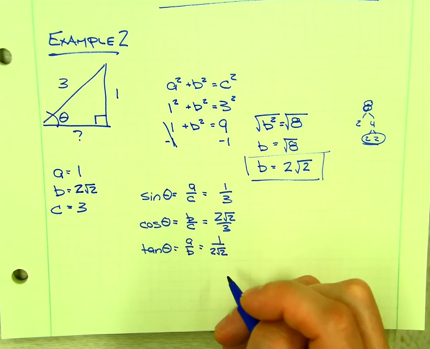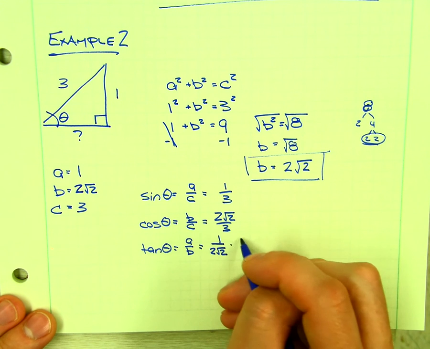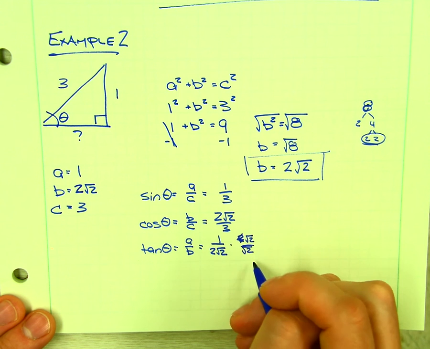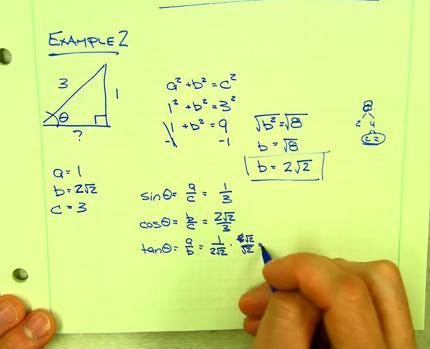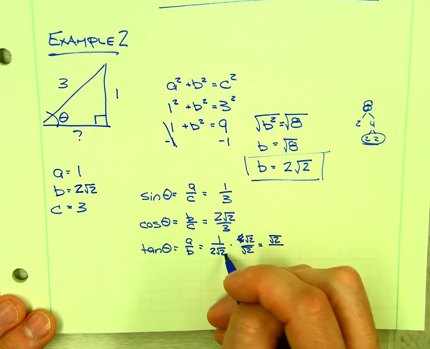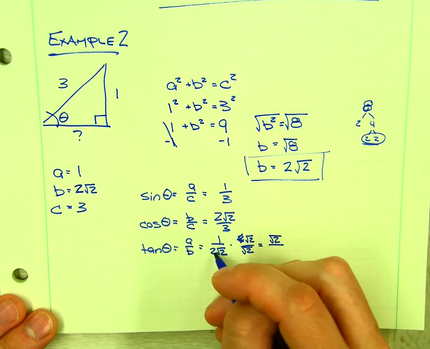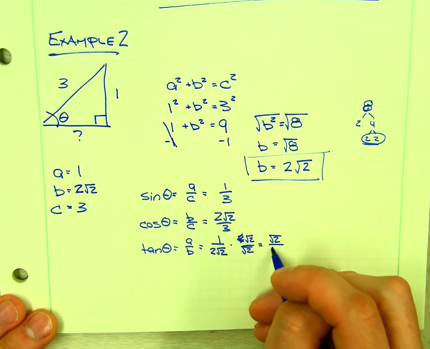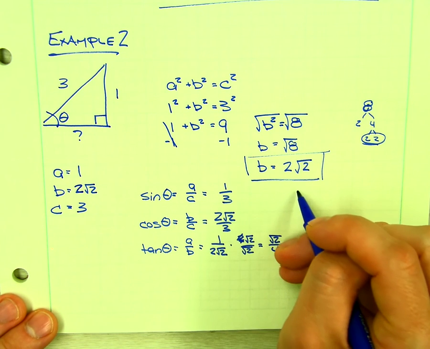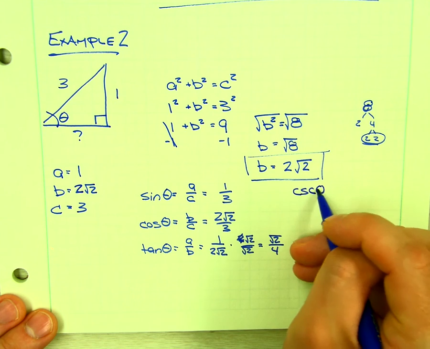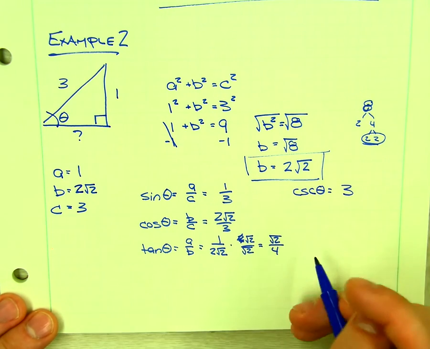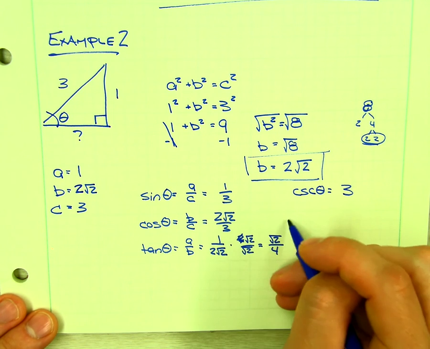Now, I don't like the radicals on the bottom, so I'm going to get rid of them. So I'm going to multiply by root 2 on both. And this is going to be equal to root 2 divided by 2 root 2 times root 2, and that's going to be 2 times 2, which is just going to be 4. Awesome. So I've got those 3. Now let's do the cosecant of theta, just the reciprocal of this. 1 over 3, reciprocal is just going to be 3.